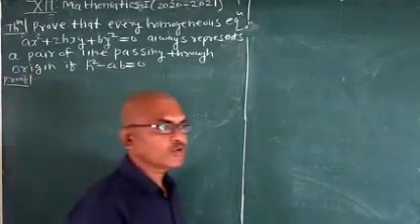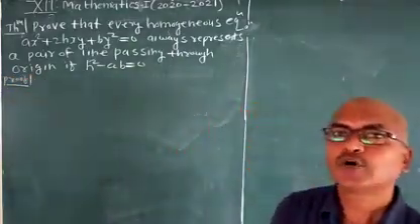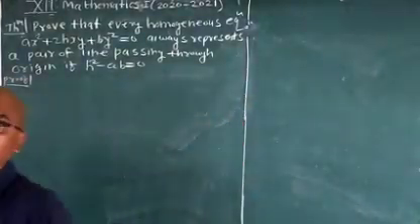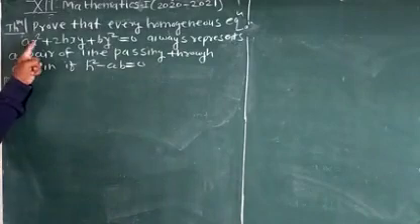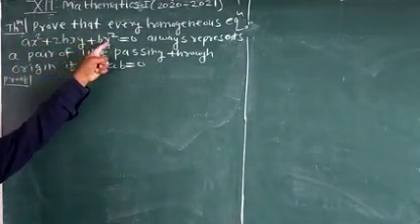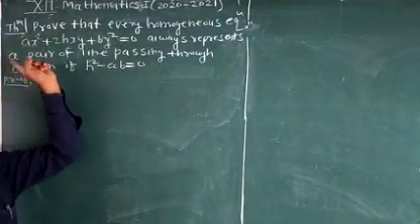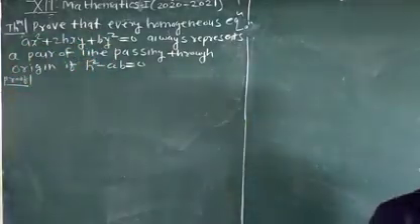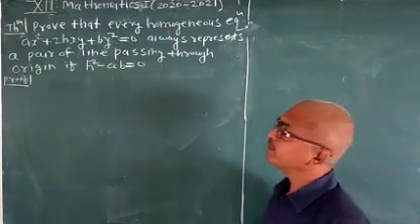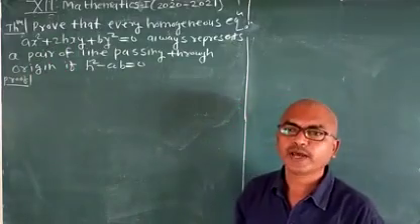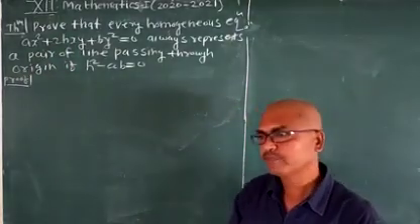Every homogeneous means the sum of indices of all variables x and y is equal. So here x square is degree 2, xy is degree 1 plus 1, 2, y square is degree 2. So all the terms have degree 2. So it is a homogeneous equation of degree 2. So the theorem is that this equation always represents a pair of lines passing through the origin.